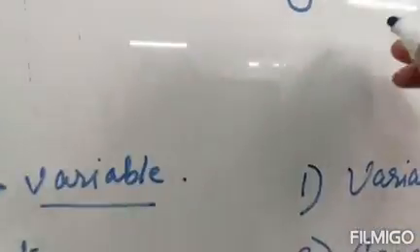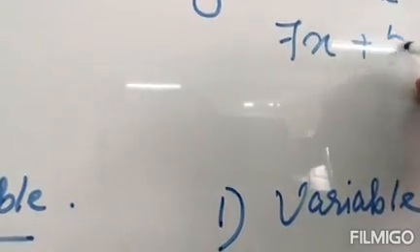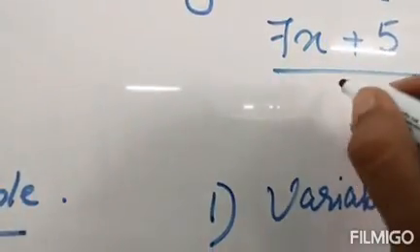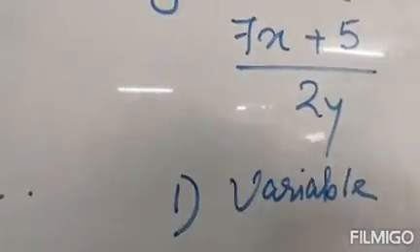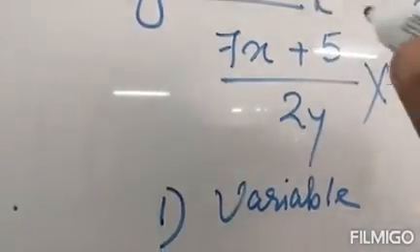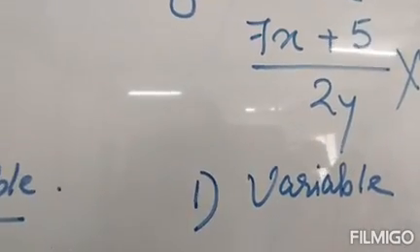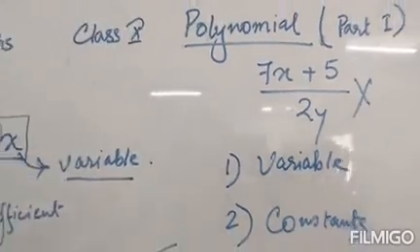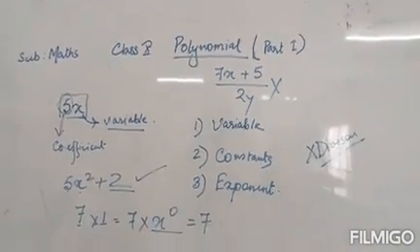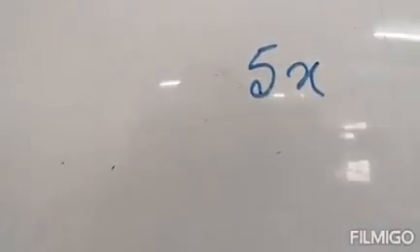So 7 can be represented as a polynomial. Suppose if I have a term as 7x plus 5 by 2y. This cannot be a polynomial as this is in a division form. So these are the basic requirements for a term to be polynomial. Please note it down.